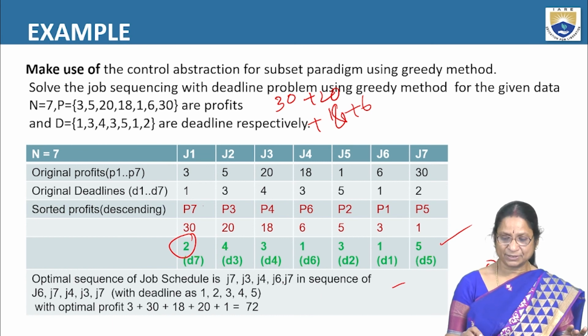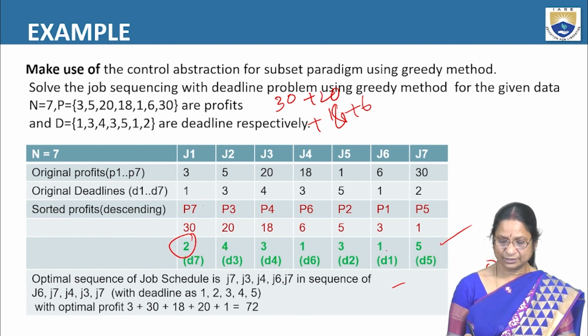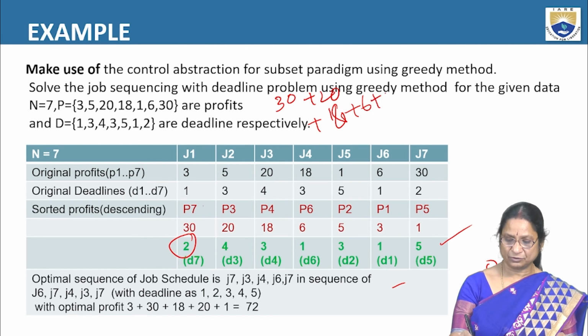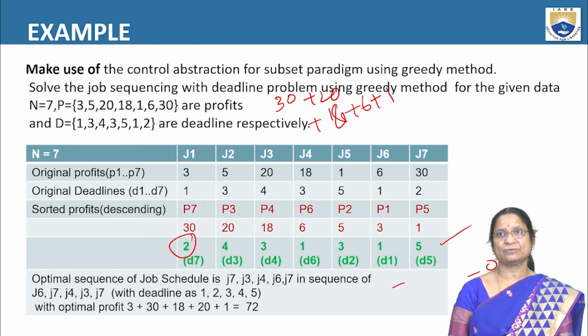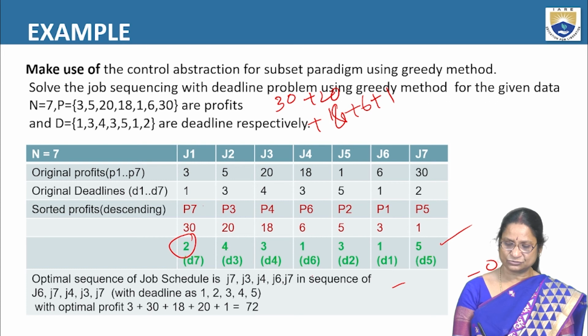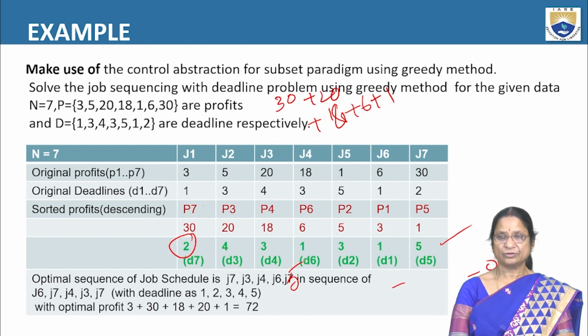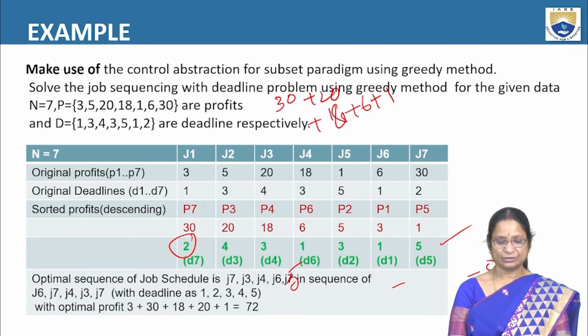Okay. So how many are completed here? We will check. 1 is not feasible, because 1 is already sent. And 5 is feasible with the job profit of 1. That means we are including the jobs J7, J3, J4, J6 and the last job is J5 with profit 1. J5 is included. That means with the deadlines 1, 2, 3, 4, 5.